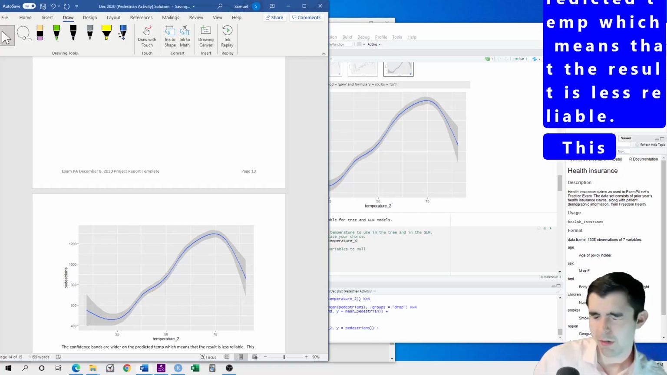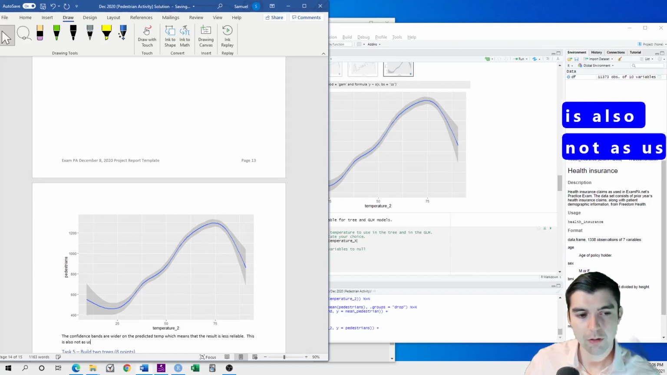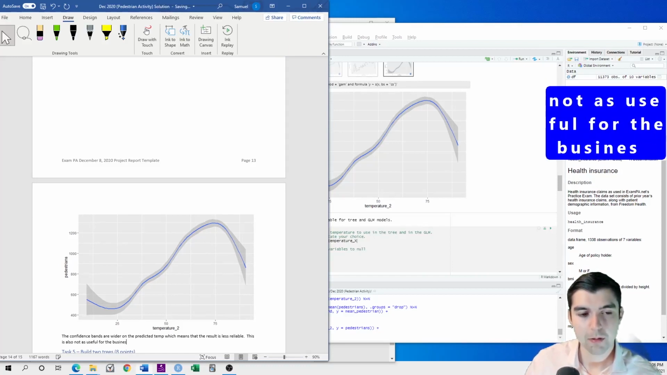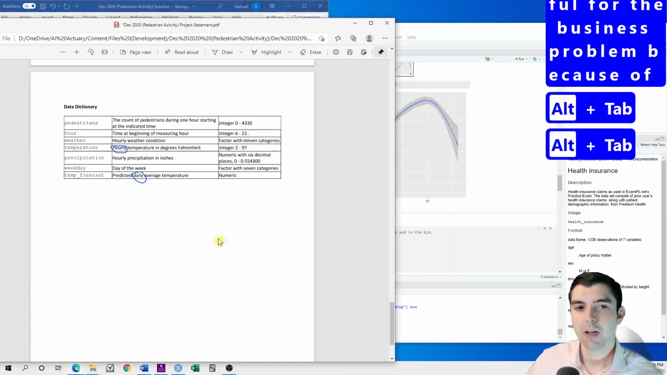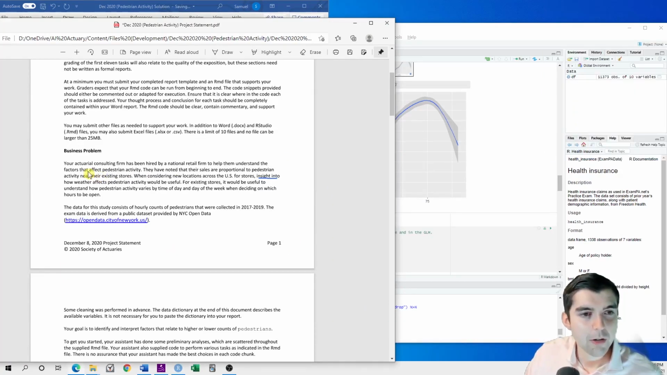And this is also not as useful for the business problem because of what we're trying to model. Well, I guess you have to ask yourself. The business problem is the actuarial consulting firm has been hired by a national retail firm to help them understand the factors that affect pedestrian activity. So they really want to understand how the weather would impact the number of people who go to the stores and ultimately the amount of sales that they get. When considering new locations for stores, insight into how the weather affects pedestrian activity would be useful.